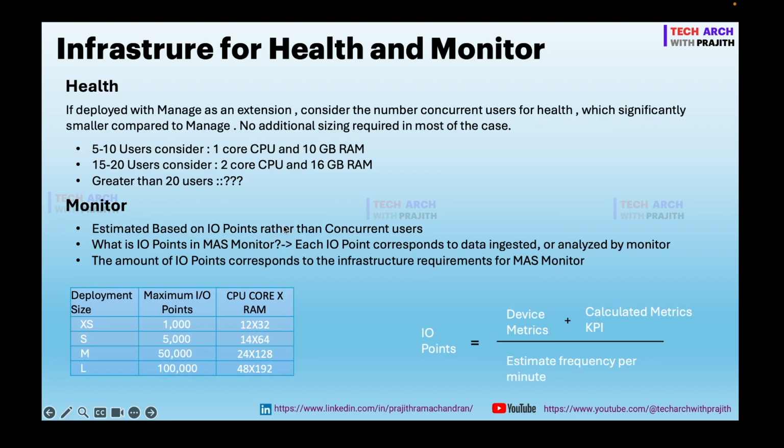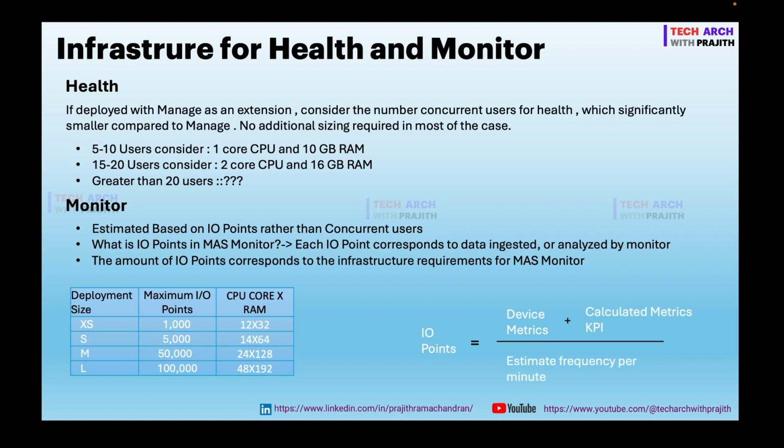Now let's take a look at the infrastructure for health and monitor. Here we are going to size the cluster properly to deploy the health and monitor applications. In this scenario, if you remember when I discussed the architecture, I talked about two options to deploy health. One is the extension, another one is the standalone. Here I am just talking about extension, not the standalone one.